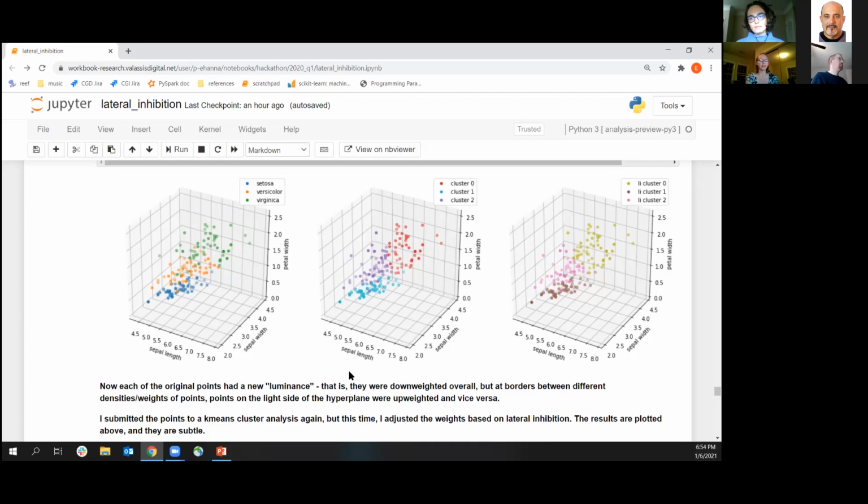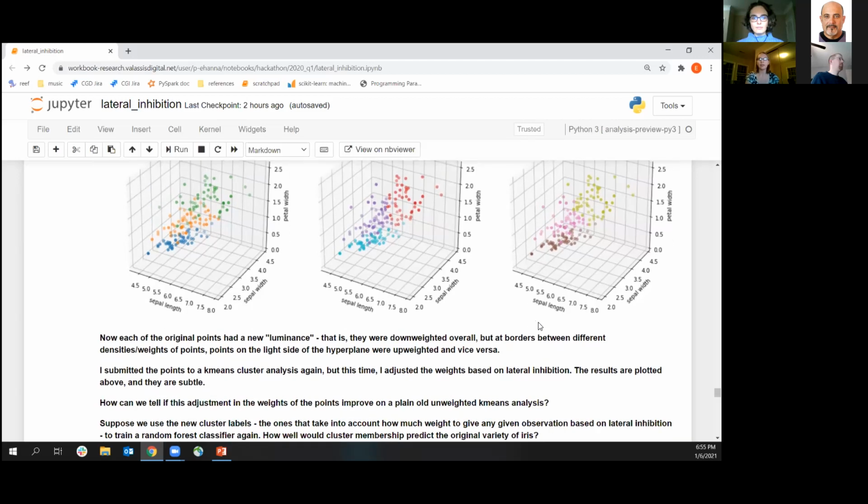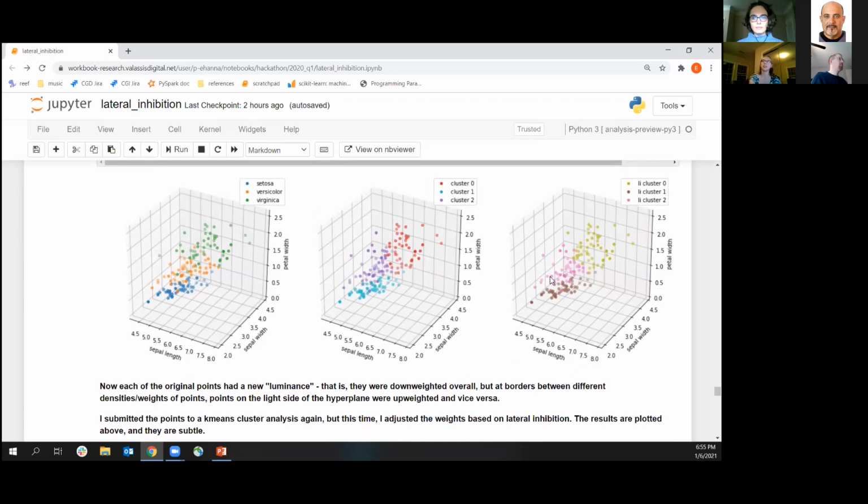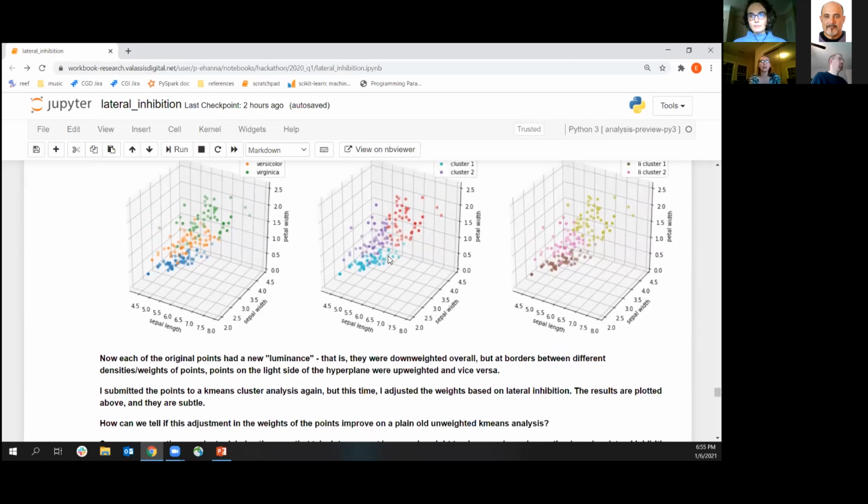So again, as in the image processing part, it is an overall decrease in luminance. So essentially you might say that everything's downweighted a little, but it's all downweighted by the same general amount. And just the points that are bordering have that increased contrast effect that's so nice. Once I had this set of weighted points, I submitted them to a k-means cluster analysis again. And it's again pretty subtle. What I would have liked to see is something that was very nice and clear and divided between the versicolor and the virginica. And we do kind of get that. The question is, is it any better than when we don't weight the individual observations by anything?